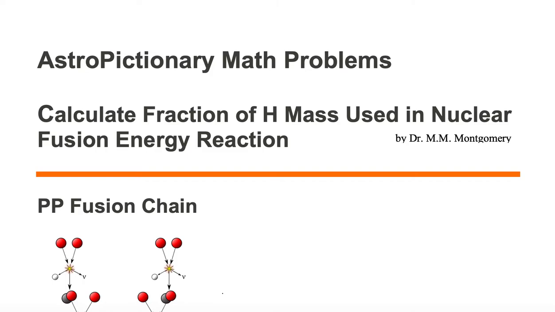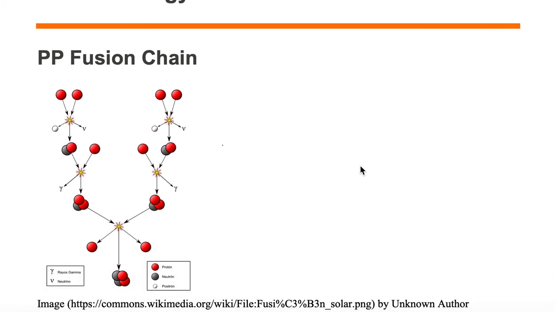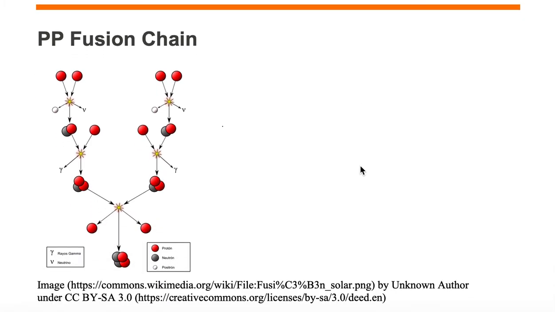In this AstroPictionary Math problem, we want to calculate the fraction of hydrogen mass used in nuclear fusion energy reaction. Let's take a look at the pp fusion chain, which occurs inside the core of the Sun. We have 4 protons, or 4 hydrogen atoms.